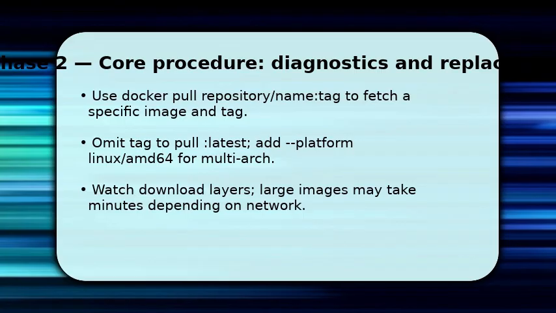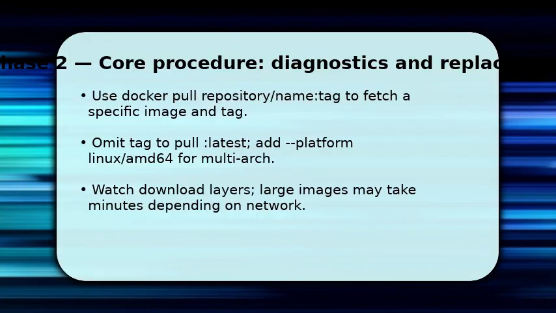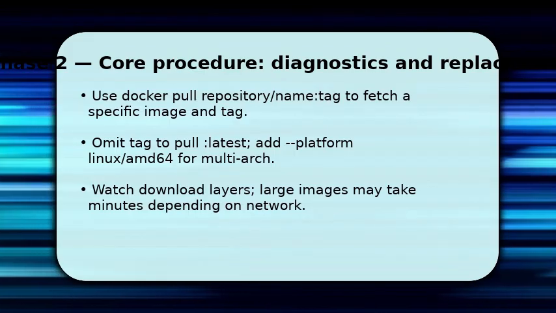Docker downloads image layers incrementally. Watch the progress in the terminal. If a layer is cached locally, Docker skips it. Once the pull finishes, verify with docker images or docker image inspect to confirm the exact digest and tag.